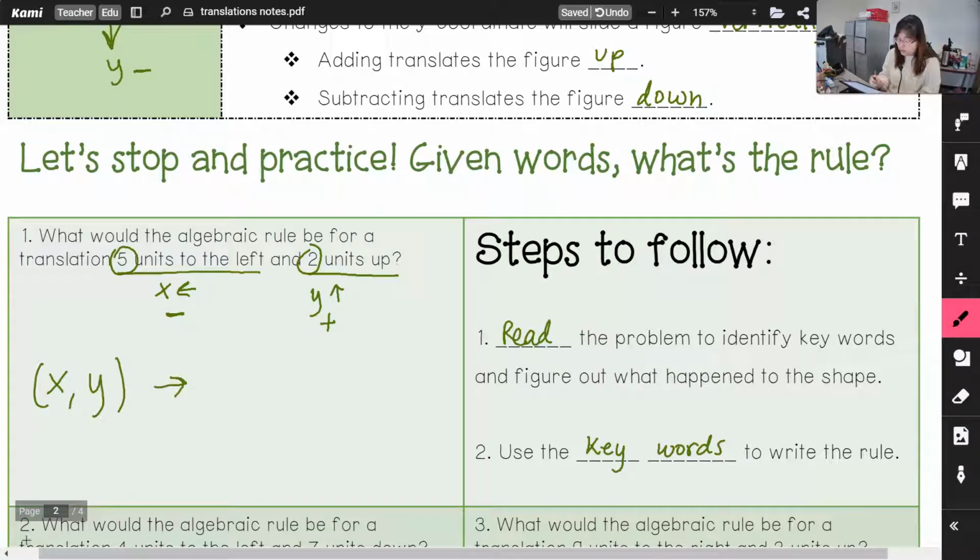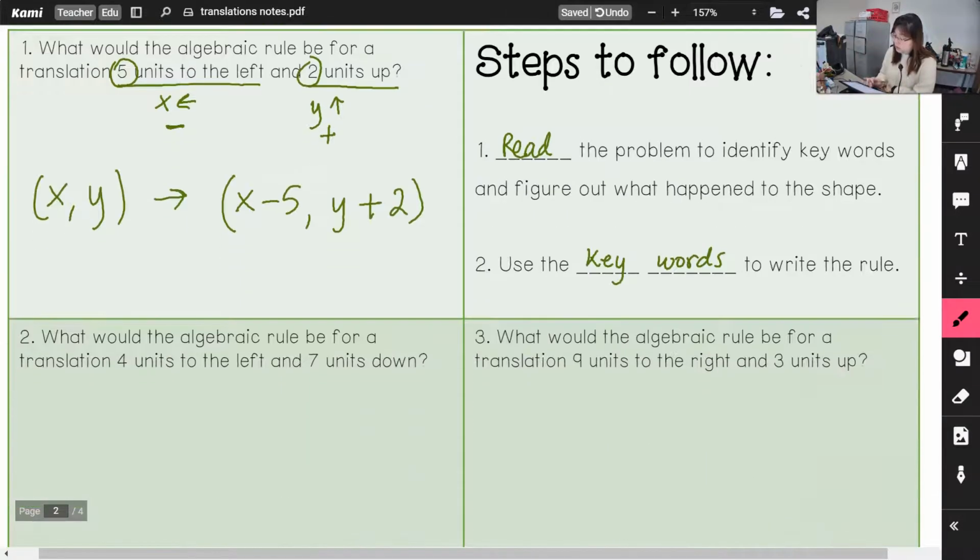Always starts with this. Then we have the new part, x minus 5, y plus 2. So this part moves the figure 5 units to the left. This part moves the figure 2 units up. So you put those two together and you get the full movement of the figure moving 5 to the left and 2 up. Okay? So let's look at the next one.